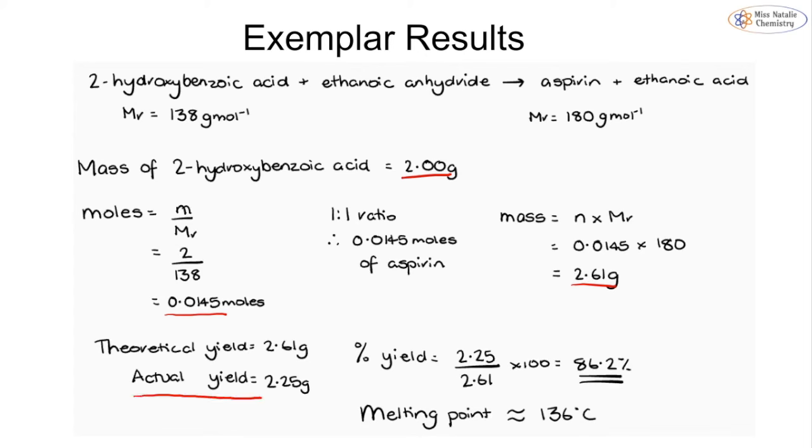Our actual yield is a bit lower than that. We're saying that our actual yield is about 2.25 grams. So once we figure that out, we can determine the percentage yield, which is 86.2%. It's very unusual to get 100% yield from a reaction like this. We do always have a slightly lower yield just due to the conditions. And when we do our melting point determination, what we should find is that the melting point is 136.